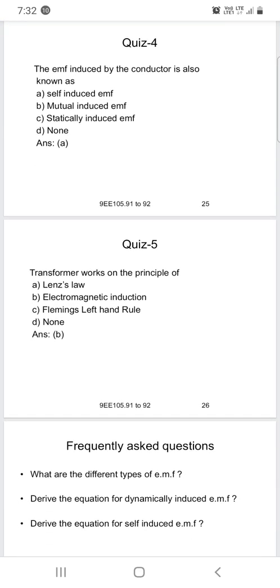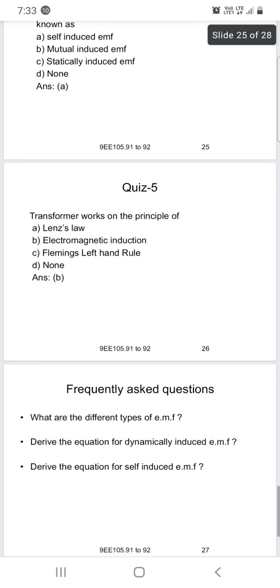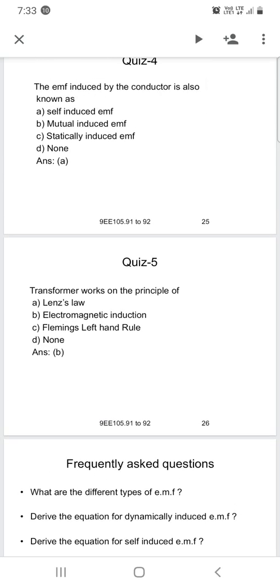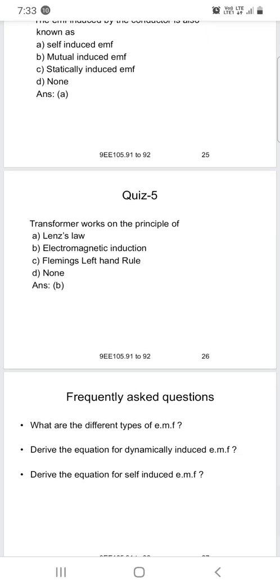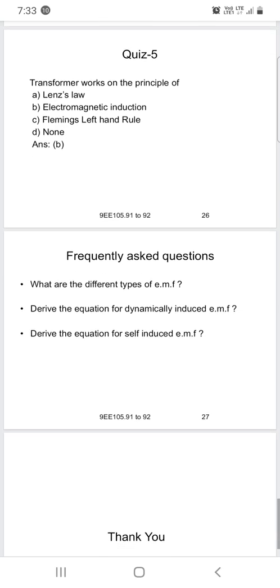Next, the transformer works on the principle of: option A is Lenz's law, option B is electromagnetic induction, option C is Fleming's left-hand rule, option D is none. So option B is the correct answer. The transformer is based on the principle of electromagnetic induction.